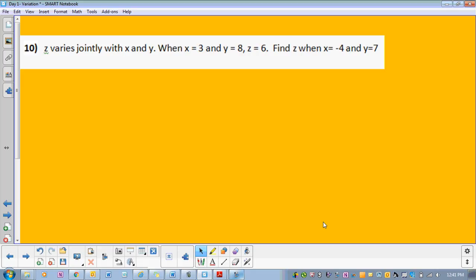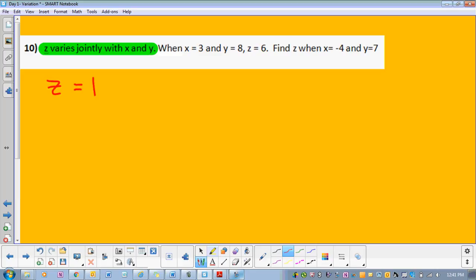All right. So let's try this one. Z varies jointly with X and Y. Go in the order that they give you, okay? Z varies jointly with X and Y. Z equals KXY.